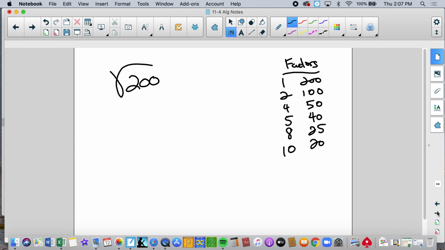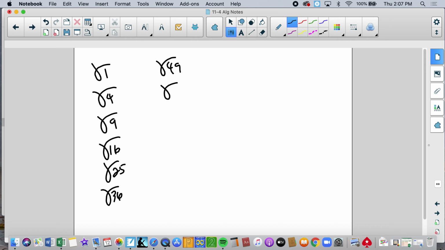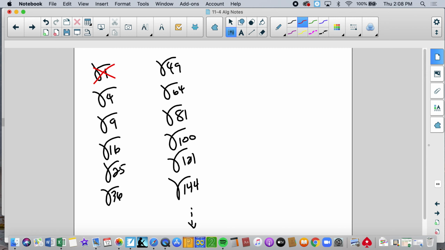So instead of breaking them down like that, I would just start off with the square root of 1, square root of 4, square root of 9, square root of 16, square root of 25, square root of 36, square root of 49, square root of 64, square root of 81, square root of 100, square root of 121, square root of 144. And they keep going on. We wouldn't do 1, because the square root of 1 is 1 and it just produces our same number. So we really wouldn't be concerned about 1 as a factor.